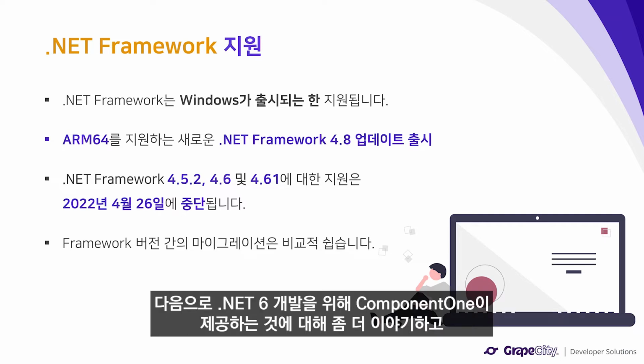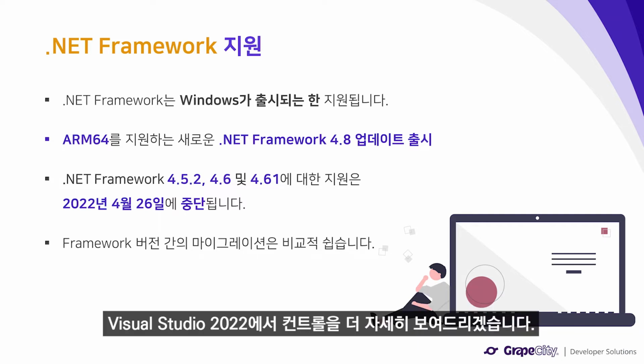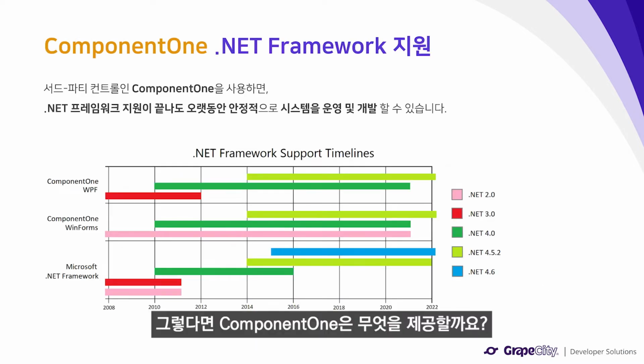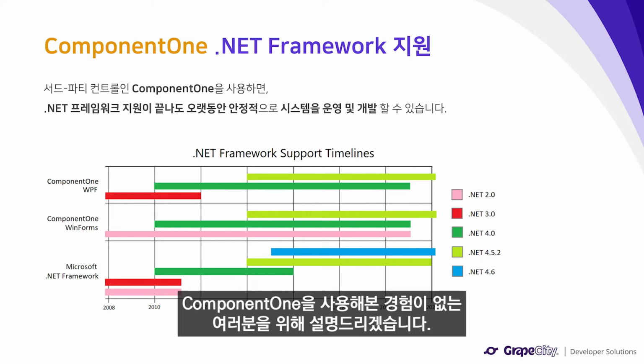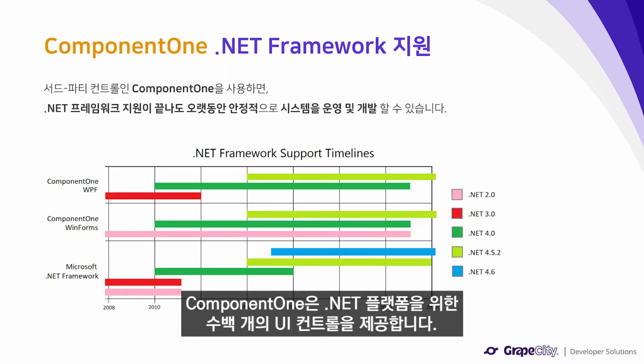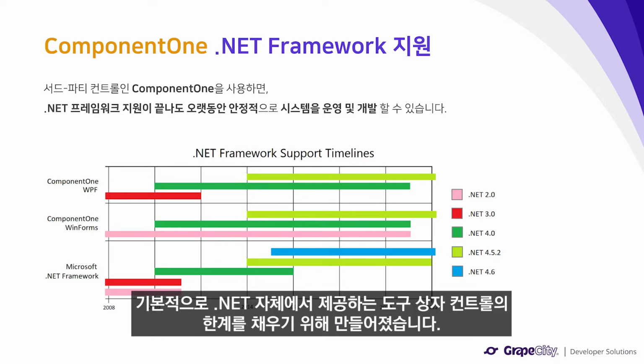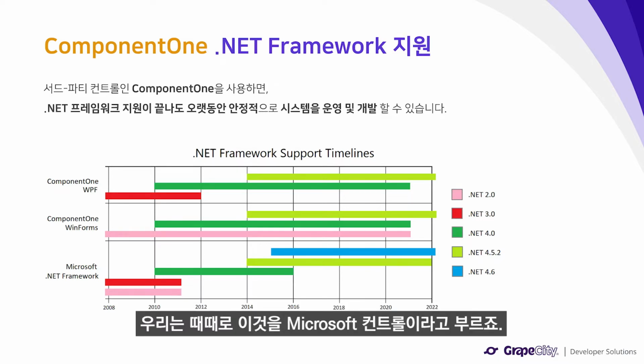So next, I will talk a bit more about what ComponentOne has to offer for .NET 6 development and show the controls in a bit more depth using Visual Studio 2022. So what does ComponentOne offer? For those of you that don't have much experience working with the ComponentOne controls, ComponentOne provides hundreds of UI controls for every .NET platform, essentially to fill in the gaps left by the toolbox. The toolbox controls are essentially provided by .NET itself. We sometimes say they're Microsoft controls.